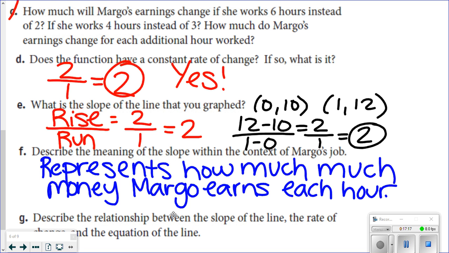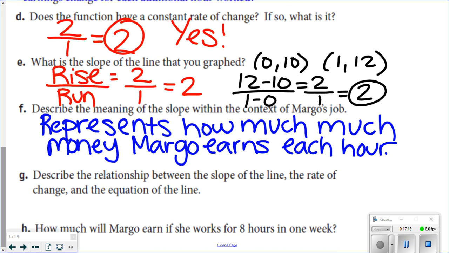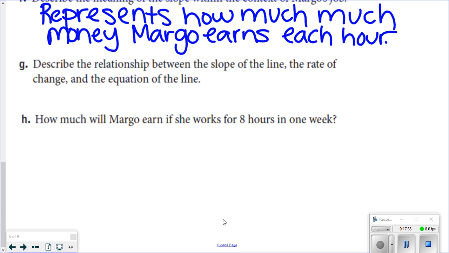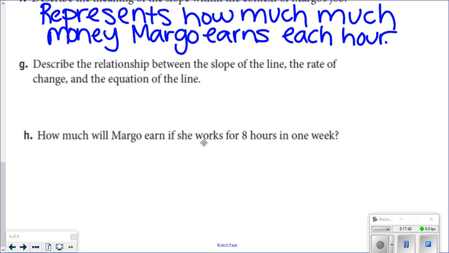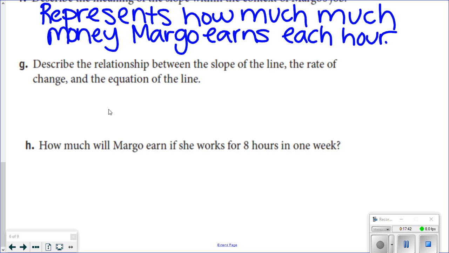All right, question G. Describe the relationship between the slope of the line, the rate of change, and the equation of the line. Okay, I'm going to type this in.